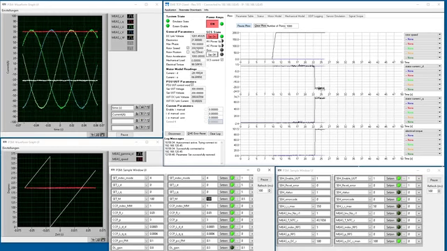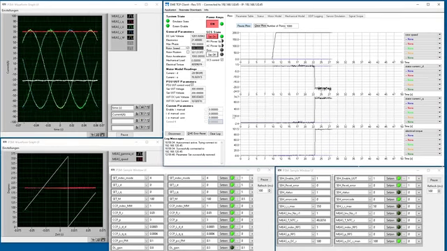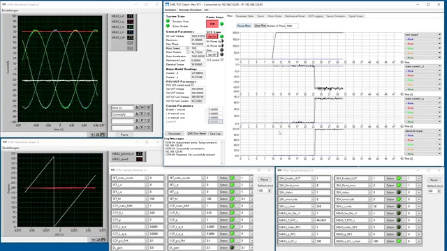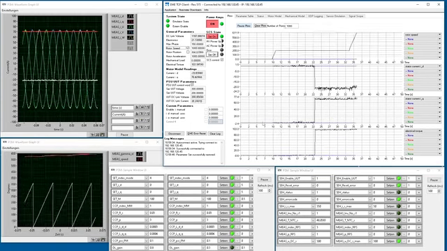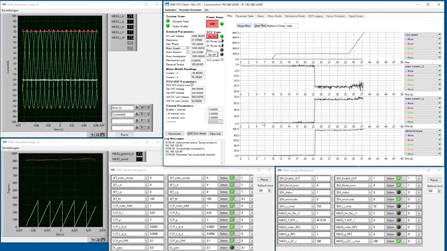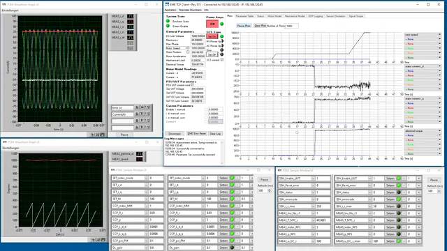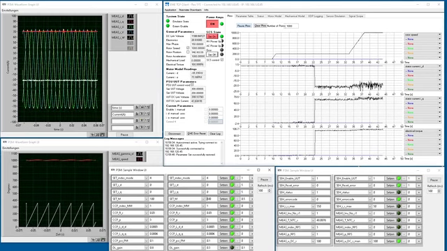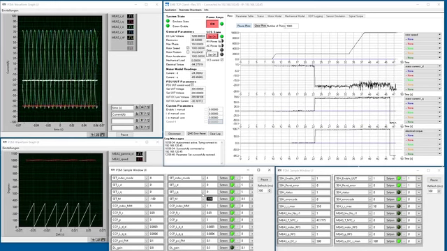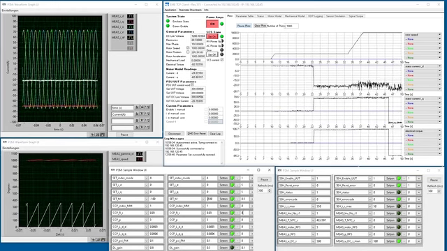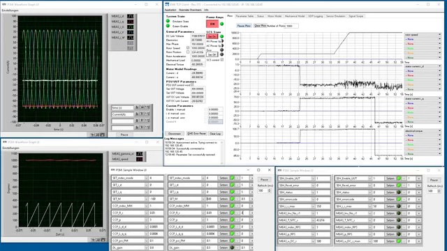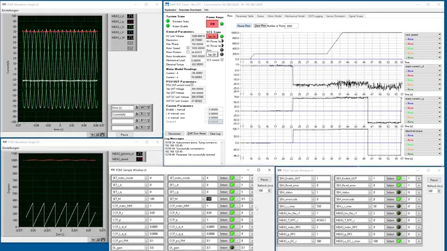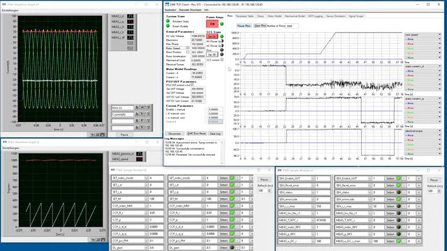Then the rotor speed is increased to 1000 rpm. The actual torque remains at 100 Newton meter despite the rotor speed change. In order to demonstrate the four-quadrant operation of the torque controller, the torque set point is changed between 100 Newton meter and minus 100 Newton meter, and the rotor speed is adjusted between 1000 rpm and minus 1000 rpm.